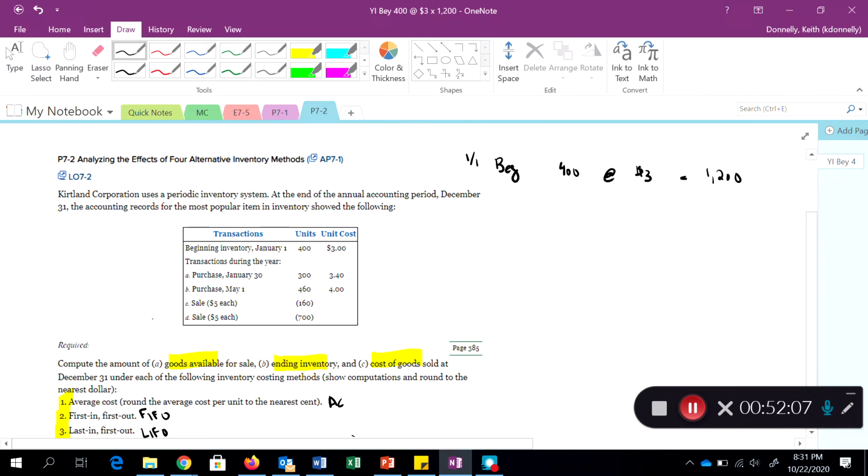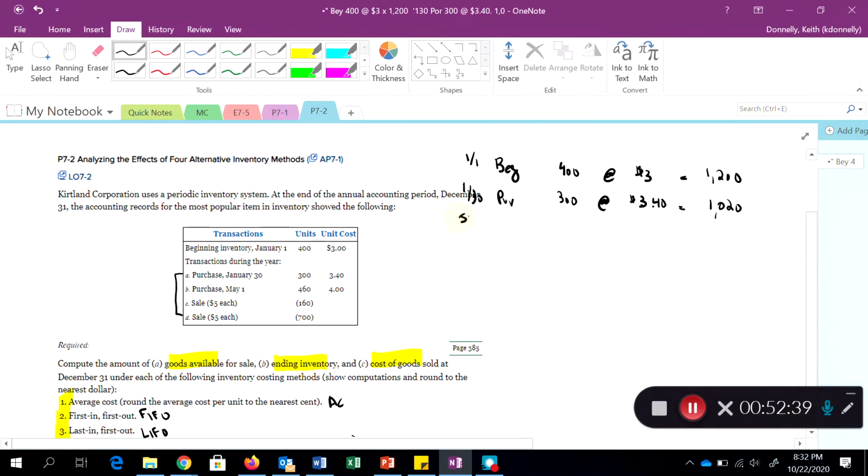Looks like we had some transactions that happened during the year. So on January 30th, we made a purchase, and it looks like we bought 300 units that cost us $3.40 each. So we're going to have a total cost of $10.20.